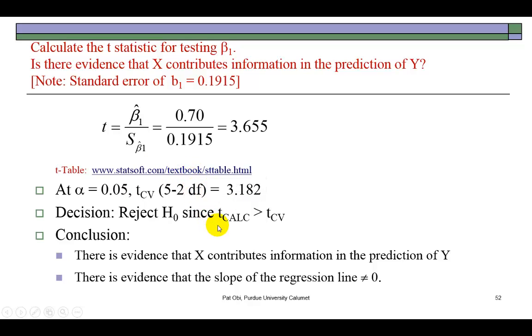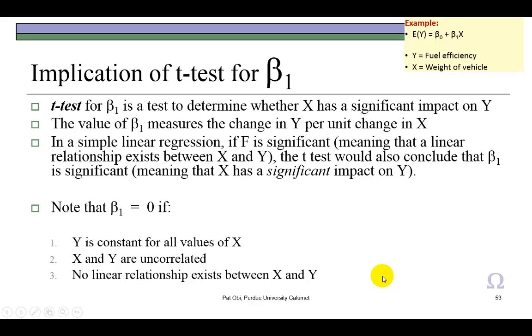As you can see again, the t we calculated exceeds the critical value, and as a result, we reject the null hypothesis and conclude that there is evidence that x contributes information in the prediction of y. In other words, there is evidence that the slope of the regression line is not equal to 0.